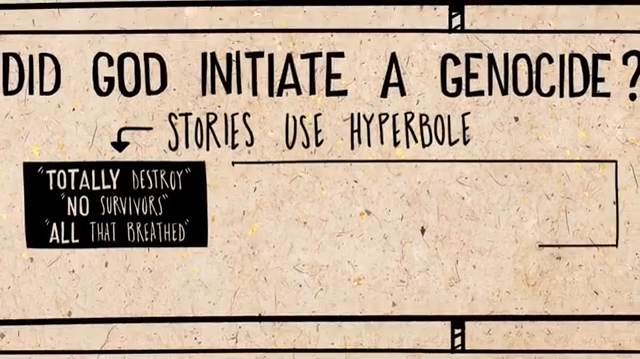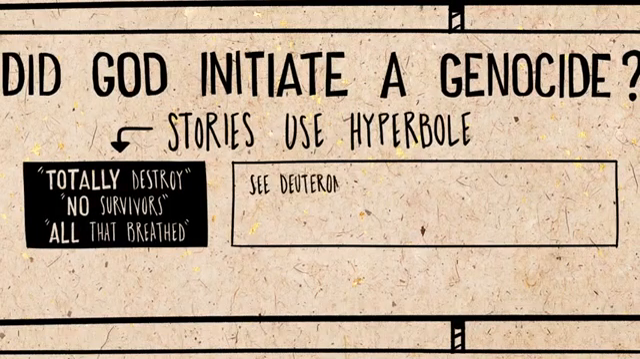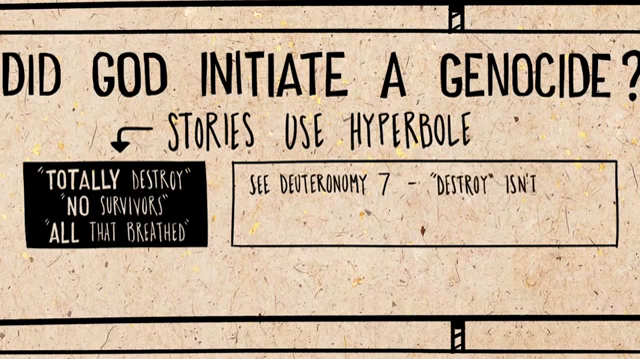So go back to the original command about the Canaanites in Deuteronomy chapter 7. Israel is first told to drive out the Canaanites, but then to totally destroy them. And then that's followed by commands to not intermarry with them or enter into business deals with them. So you can't marry someone that you've destroyed. I think you get the point.